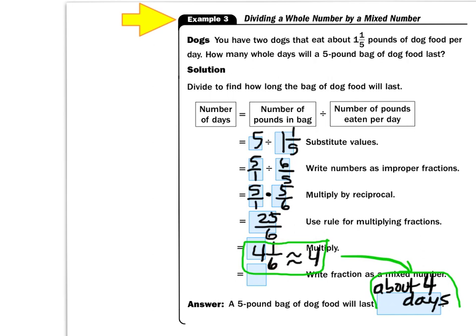But they want to know how many whole days, so let's round that. So 4 and 1/6 is about 4. It's closer to 4 than it is to 5. And so the food is going to last about 4 days for the dog.